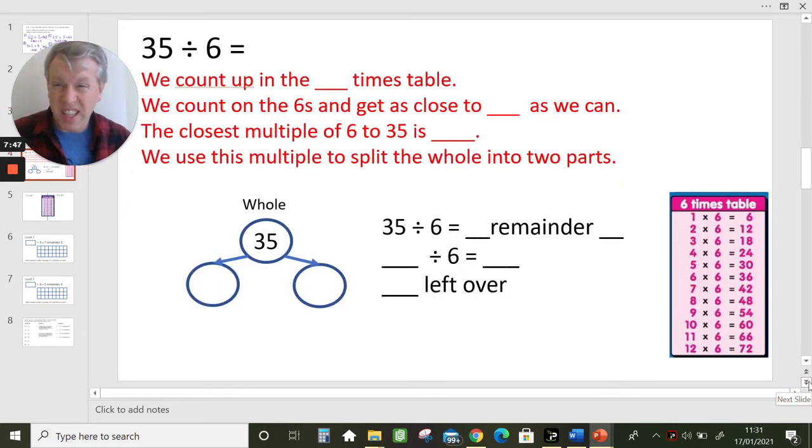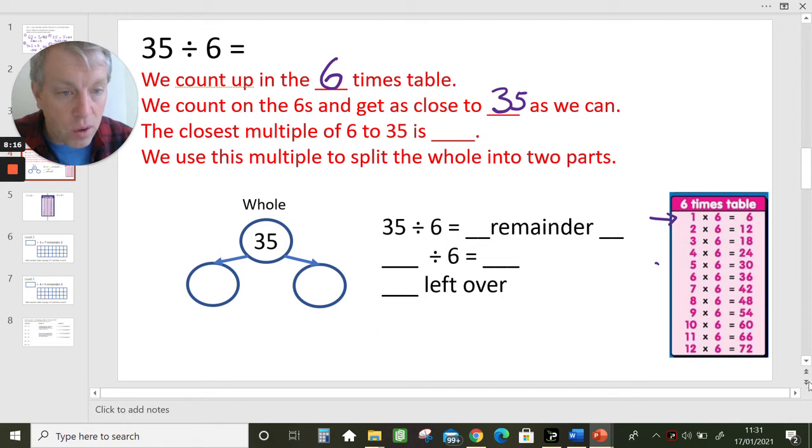35 divided by 6. Oh, 35's a lot. I don't want to have to draw 35 things. But it's dividing by 6, so we count up in the 6 times table. We're going to get as close to 35 as we can. 1 times 6 is 6, 2 times 6 is 12, 3 times 6 is 18, 4 times 6 is 24, 5 times 6 is 30.